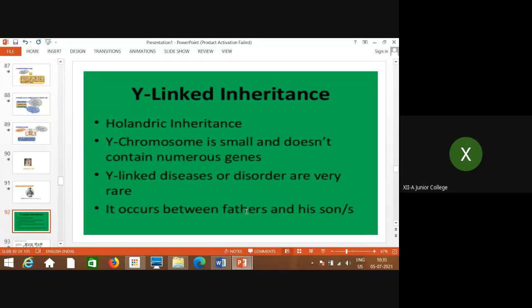Y chromosome is small and doesn't contain numerous genes, as I told just now. And Y-linked diseases or disorders are very rare because this part is very small. The non-homologous part on the Y chromosome is very small, and the Y chromosome is also very small. So it occurs between fathers and their sons.